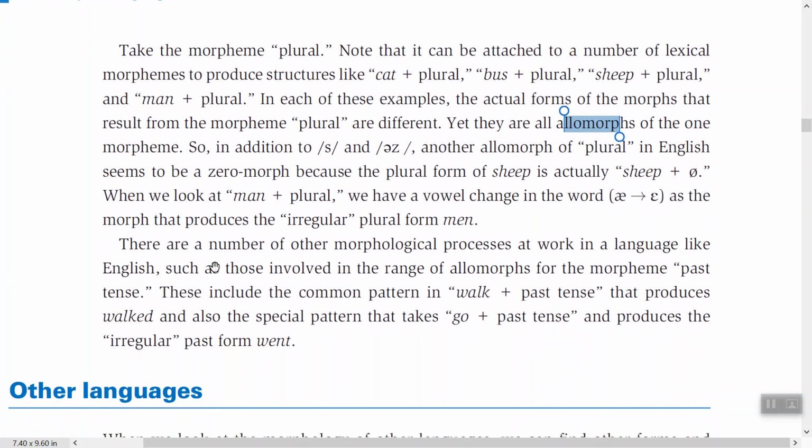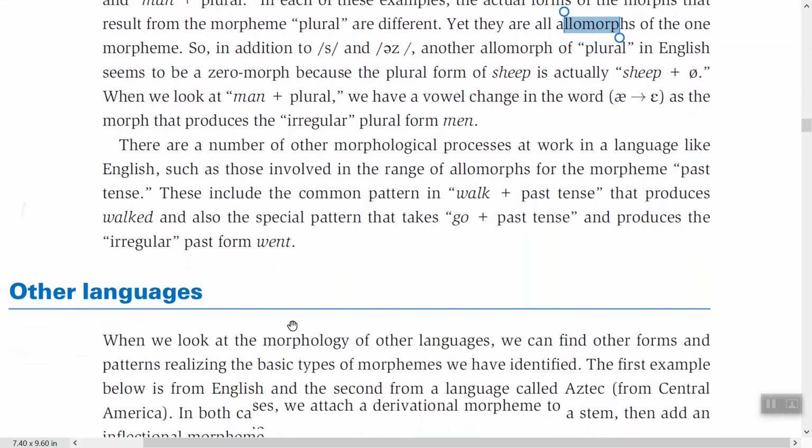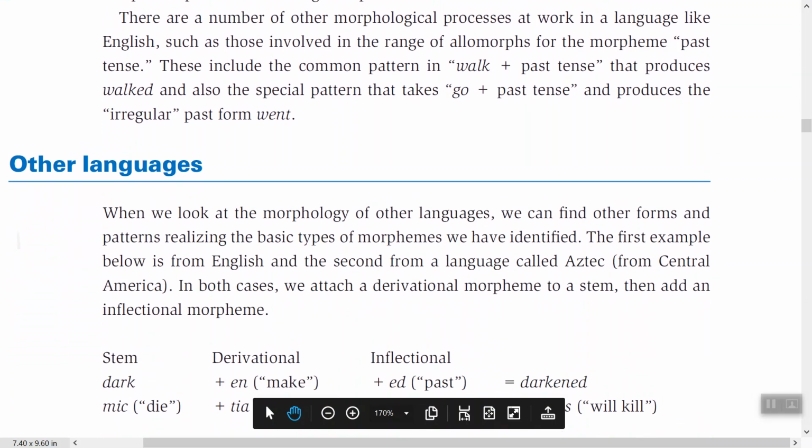Okay. Another example is the past tense, for example walked, with ed. Go, went, irregular. So there is more than one. Other languages, we will not talk about this.